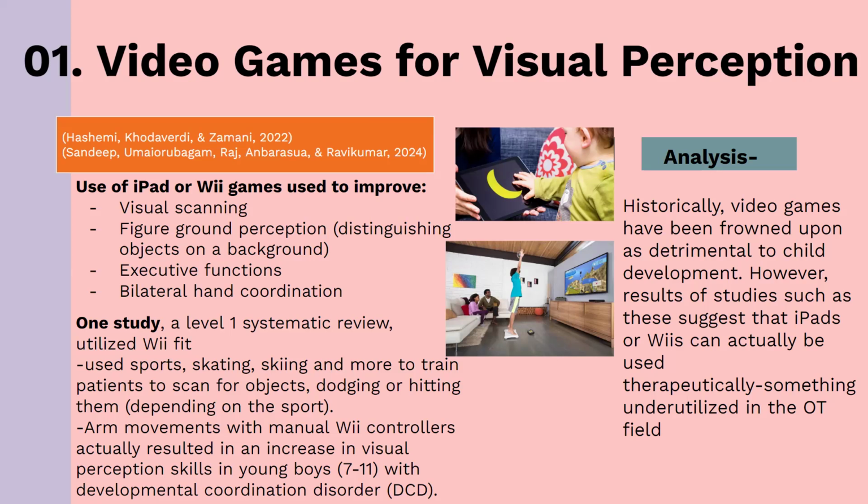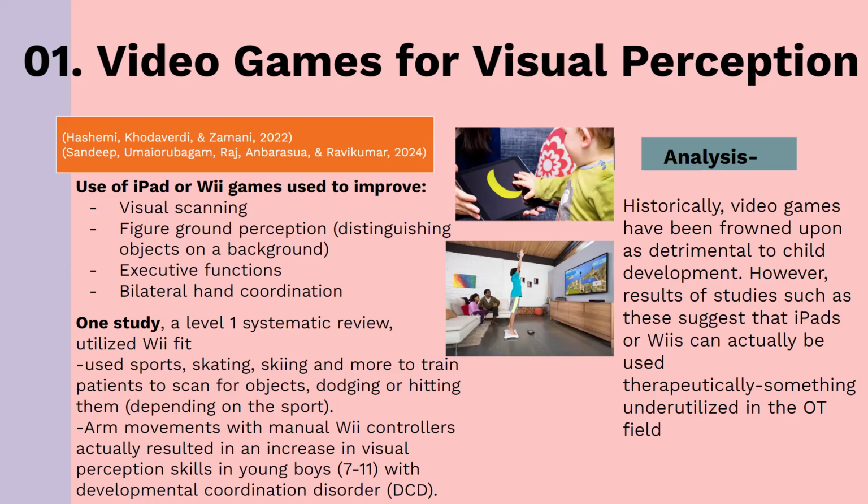I think that personally it's something that is pretty underutilized currently. There was one study I looked at, which was a level one systematic review, and that utilized Wii Fit. So they used sports, skating, skiing, and more, and they basically trained the children to scan for objects. With, for example, skating or skiing, they had to duck or dodge objects that were in their visual field coming to them on the screen.